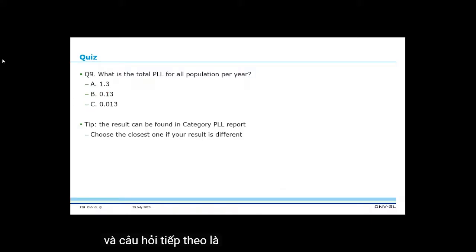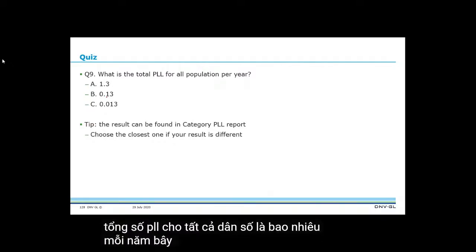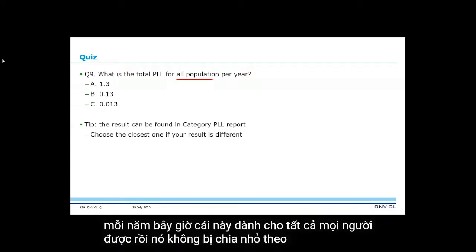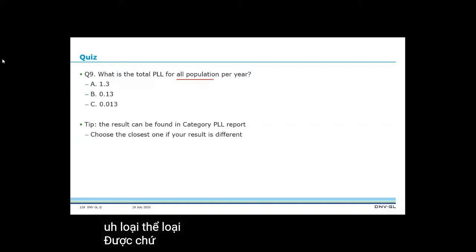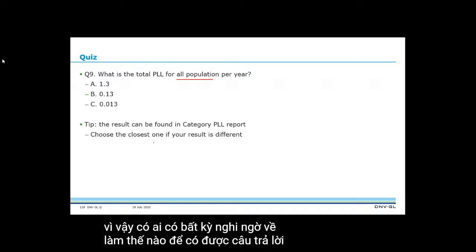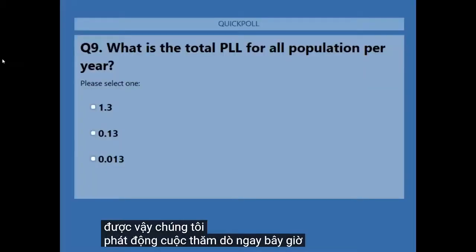And the next question is, what is the total PLL for all population per year? Now, this is for all population. Okay, it's not broken down according to category type. So does anybody have any doubts about how to get the answer? Okay, so we launch the poll now.